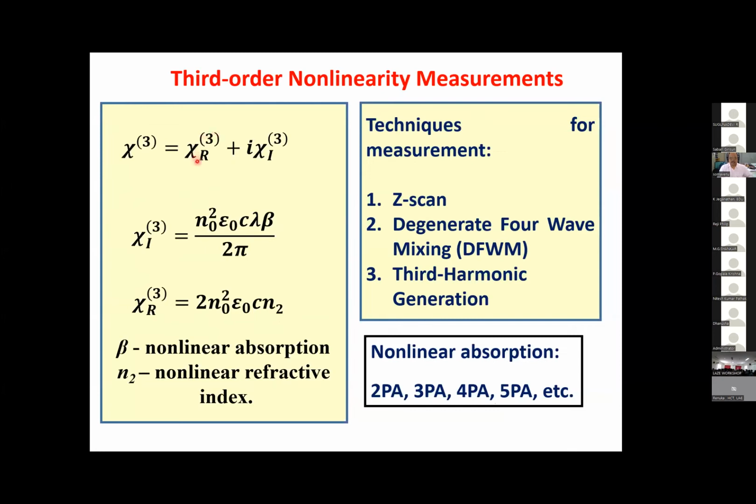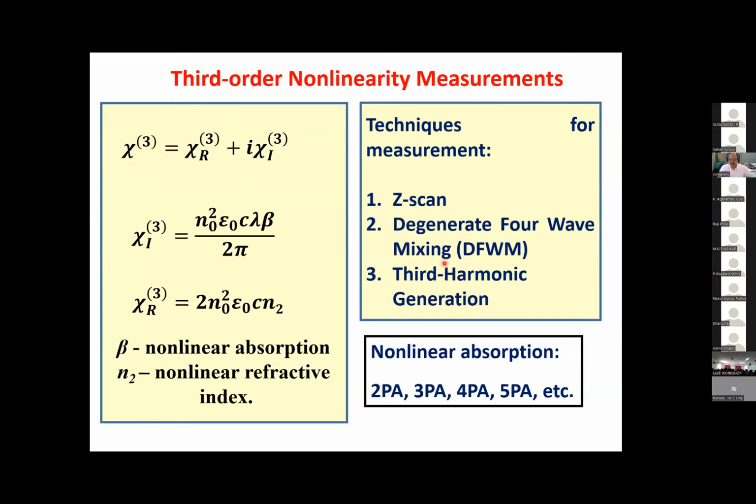Chi3 has both a real part as well as an imaginary part. The imaginary part is related to the nonlinear absorption beta, whereas the real part is related to the nonlinear refractive index. So once you calculate your N2 and beta, you can calculate the real and imaginary parts and the total Chi3. Your Z-scan will give you the magnitude of Chi3, but it will not give you the time response of the Chi3. How fast is this Chi3 responding?